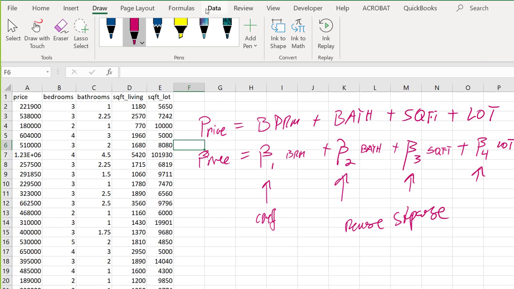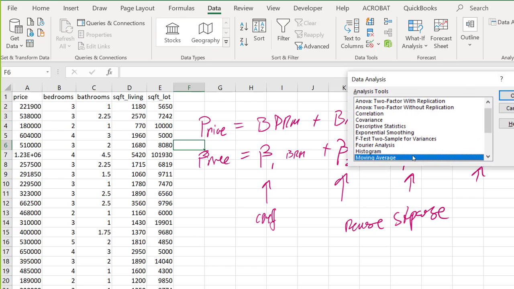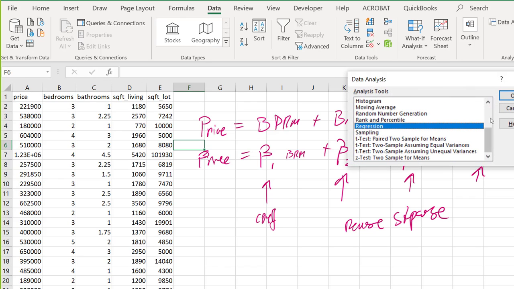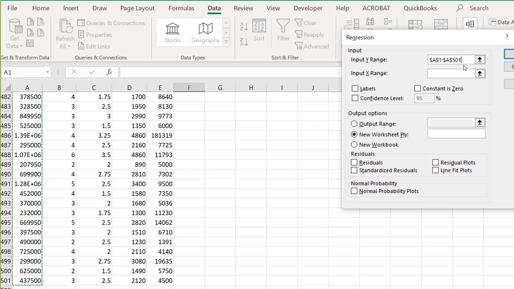So the first thing I want to do is run over to data and data analysis, and I'm going to run my regression, hit OK. My Y range is my price, right? That's what I'm trying to predict. So I'm going to hit price, and I'm going to grab all of these guys, Control Shift down. That gives me the 501.